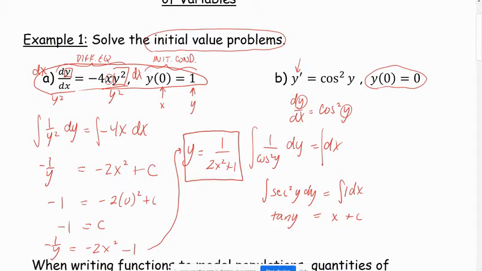Antiderivative of 1 is x. And so now we can plug in 0, 0 to get c. So tangent of 0 is 0, and 0 plus c, so c equals 0. And so that means our solution is here with c equals 0. So that would be tangent y equals x, or y equals inverse tangent of x.